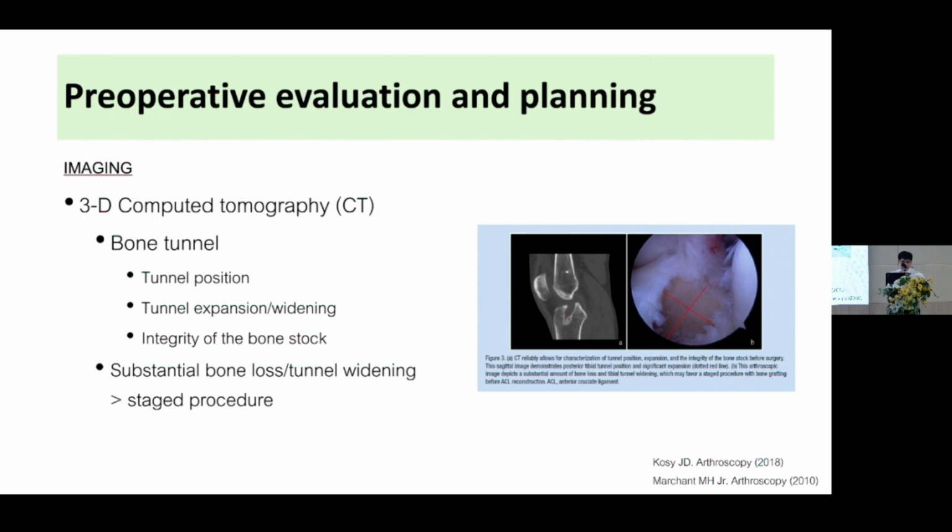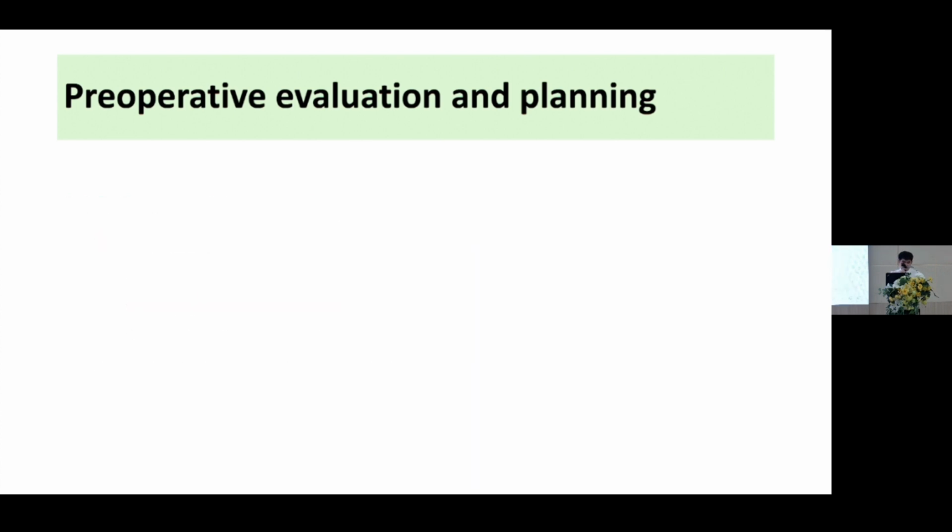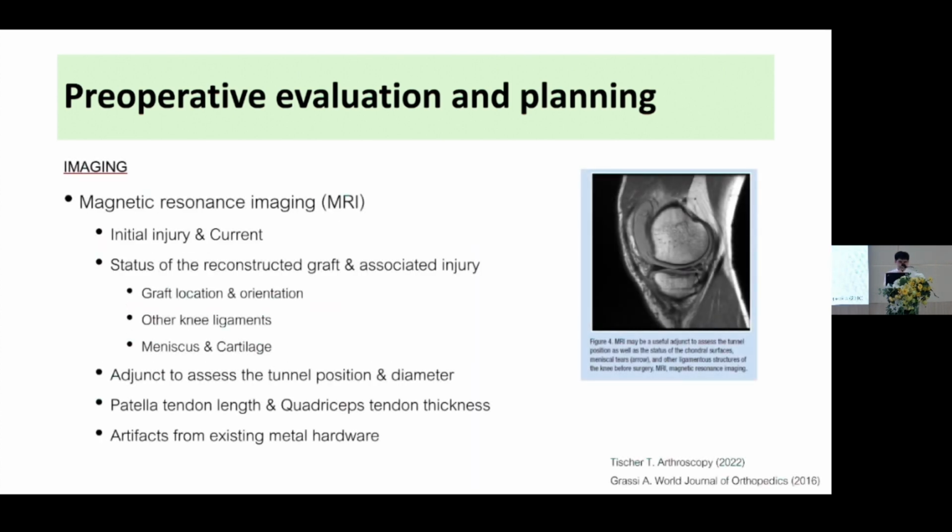The CT scan is more reliable to evaluate bone tunnel, including tunnel position, expansion, and integrity of the bone stock. They provide fundamental information when choosing a one-stage or two-stage surgical approach. The MRI is mandatory to evaluate the integrity of the knee ligament and status of the articular cartilage and meniscus.